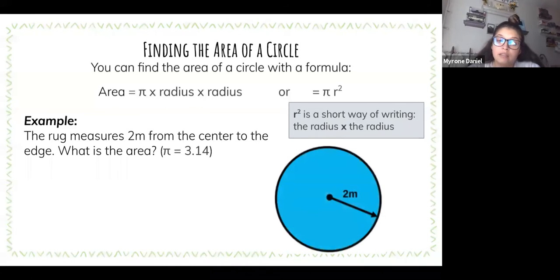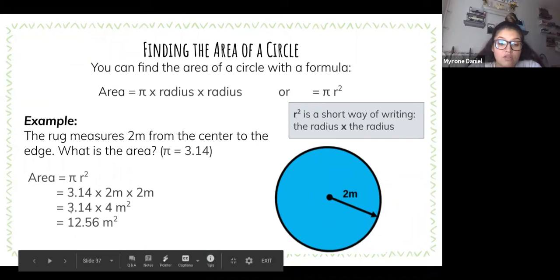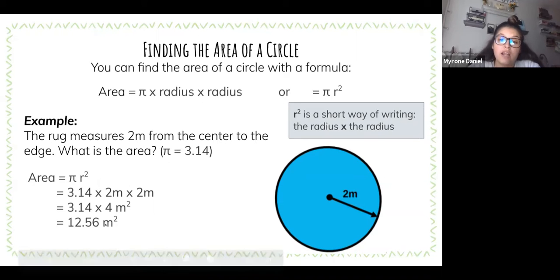So this is my rug, and we know that it's 2 meters from the center to the edge. That means we're going to use area equals pi r squared. So 3.14 times 2 meters times 2 meters. That's going to give us 3.14 times 4 meters squared. And we're going to use a calculator for this. So we have 12.56 meters squared as our area of the circle.